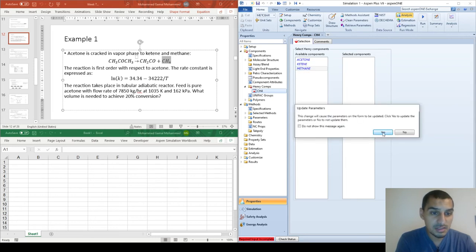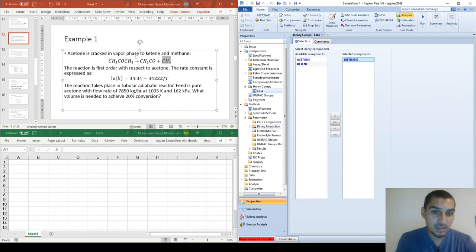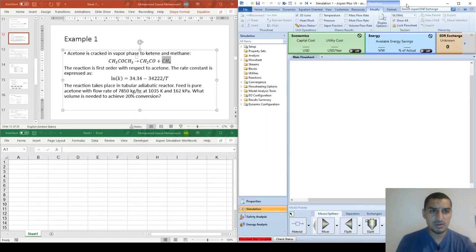So I'm defining this as the Henry component. By doing this, it needs to update the binary interaction parameters. So I just need to go here, and it's going to be automatically calculated. It's important, in case you have non-condensable components, to make sure that you define them as non-condensables, because if you don't do that, it's going to give some illogical results because of the assumption that this is condensable while it's not. So this is all that I need to do here. And now we'll go to the simulation environment, and we will see what we have.